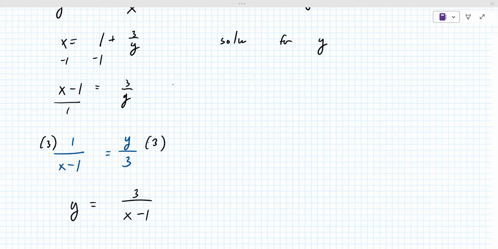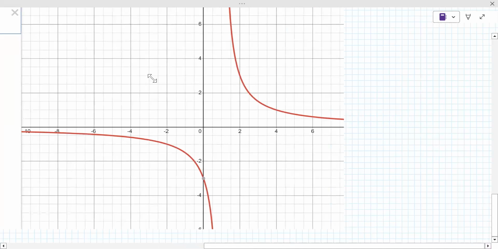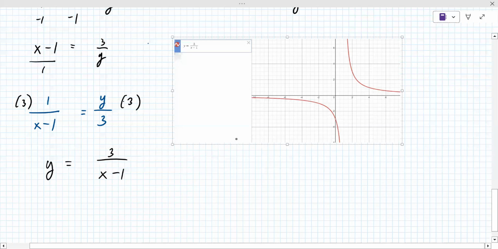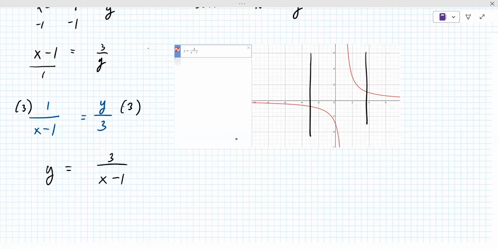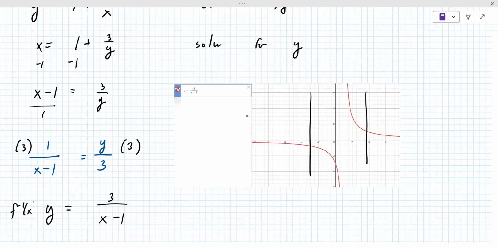I'm going to snip this in. We take a look at it. You're going to see that it does pass the vertical line test. So let's do that. Make it a lot smaller. Okay, so this does in fact pass the vertical line test. So the inverse here is a function.